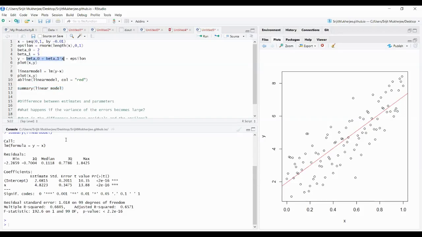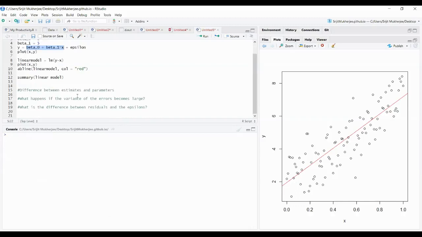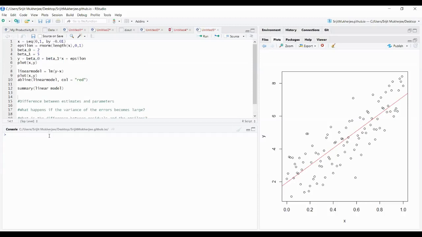Okay. Now what are residuals? So we understood the difference between beta naught hat and beta 1 hat, and beta naught and beta 1. So that is the difference between estimates and the parameters. Now what are the residuals? Let's see the summary again.